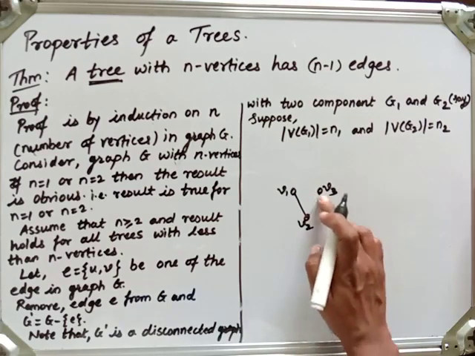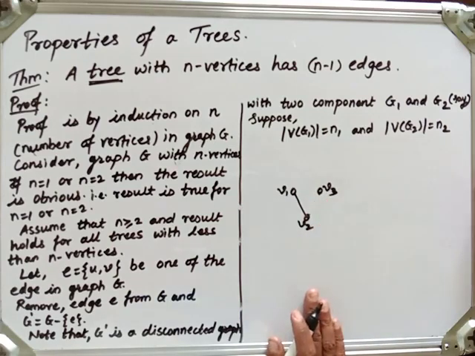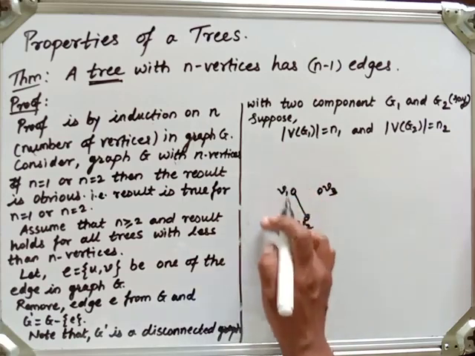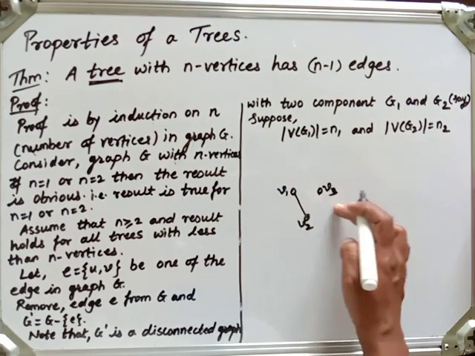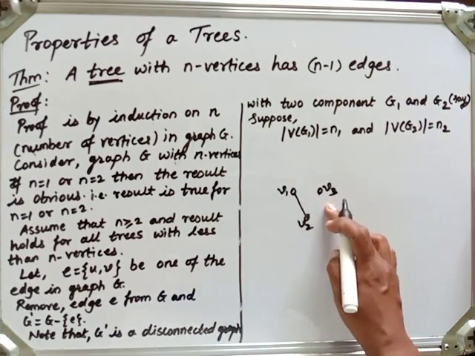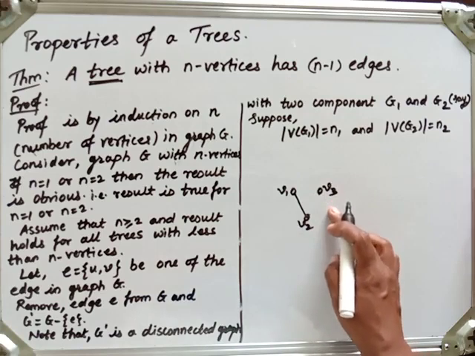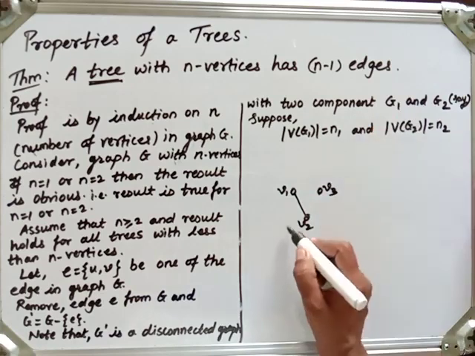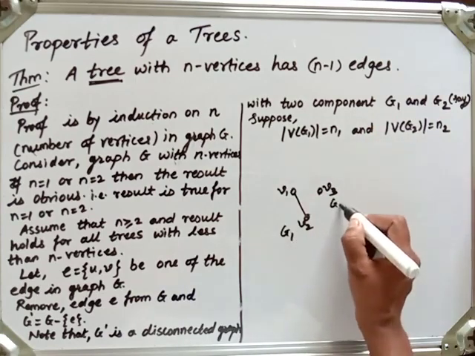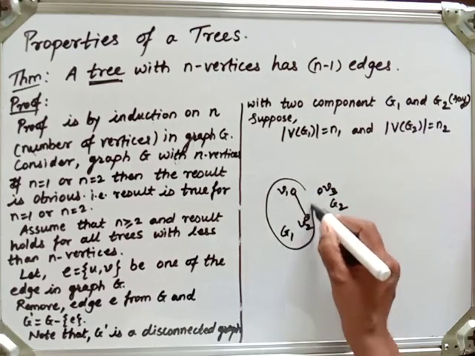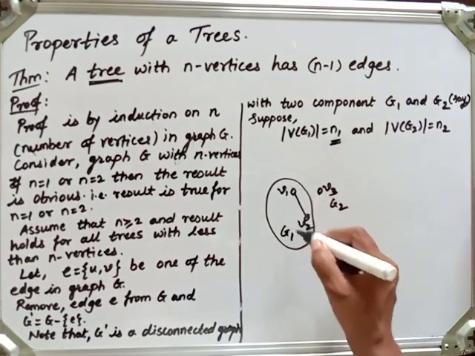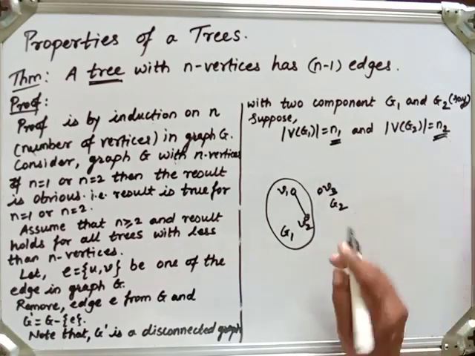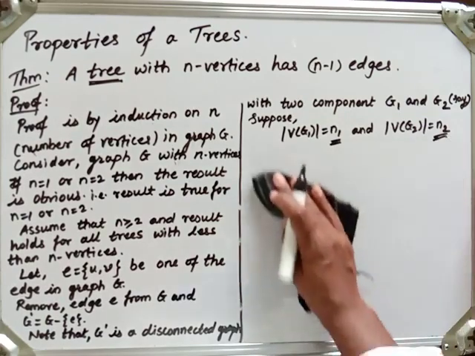So if we remove the edge between v2 and v3, then what was the graph? This is one part of it, and this v3 is a singleton vertex, that is another part of it. It is still a part of it, but an isolated vertex. So suppose this part is G1, and this is another part, G2. The cardinality of the vertex set for G1 is N1, and for G2 it is N2, the number of vertices in G2.